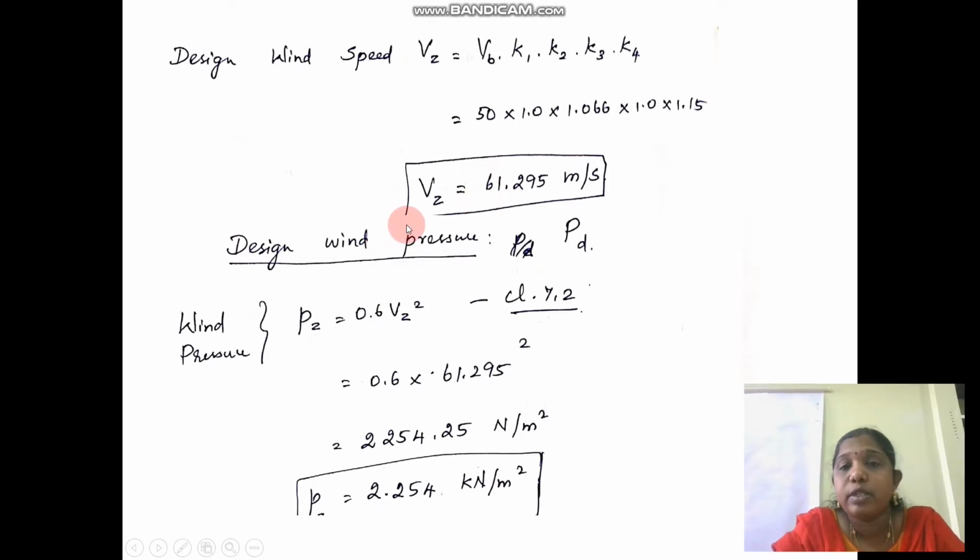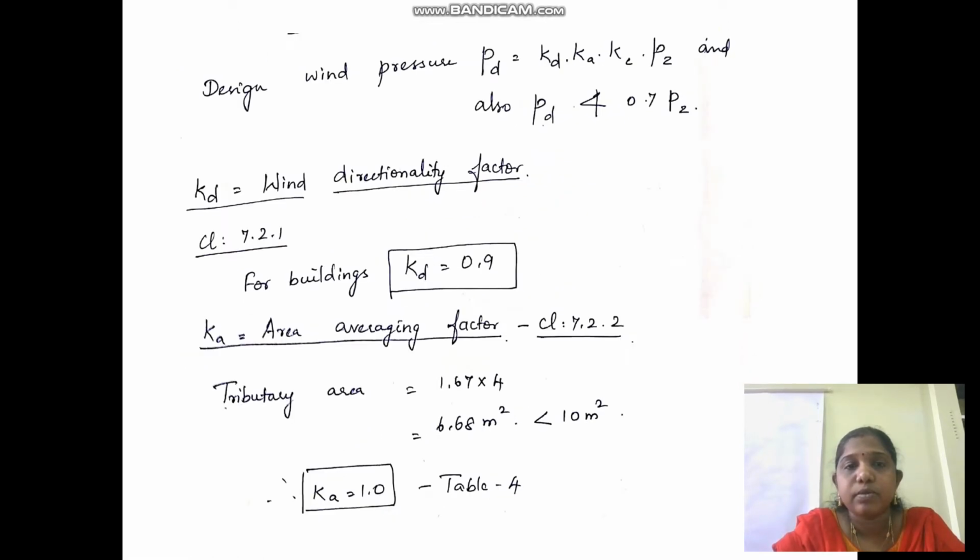But the actual basic wind speed is only 50 meter per second. Then you have to calculate the design wind pressure Pd. For that, you first have to convert this Vz, that is wind speed, into a pressure. That is the formula given in the code, 0.6 into Vz square. If you multiply, you will get it in Newton per meter square. That is your Pz value, 2.254 kilonewton per meter square.